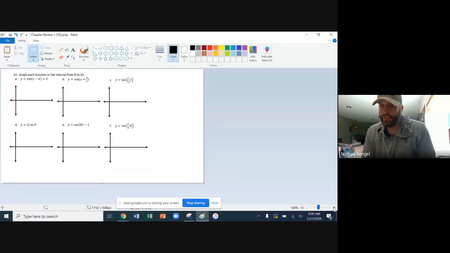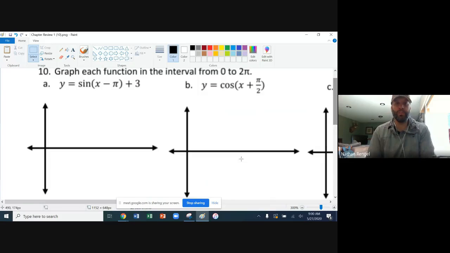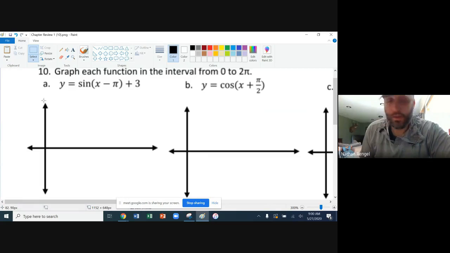Problem 10, we are going to get to practice graphing every type of trig function we've seen. We'll start with sine and cosine. We also are going to have some h and k values thrown in as well. So part A, we've got y equals sine of (x minus pi), and then plus 3 outside.